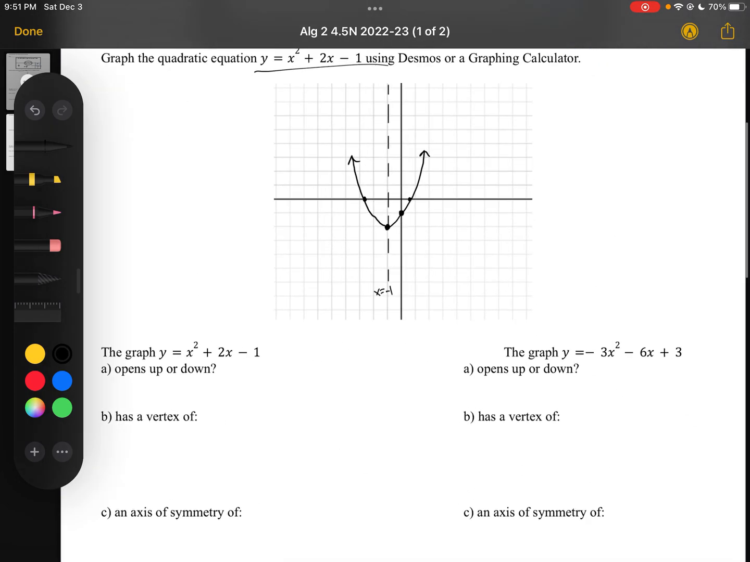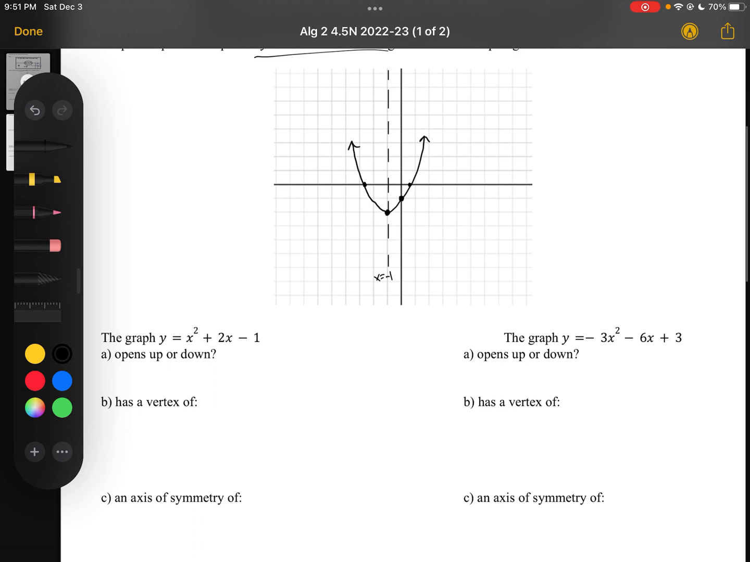So if we go down and we're starting to identify some of our points here, we can see x equals -1. Second, for our vertex, we also see the vertex has an x value of -1. And based off of the graph, we're able to see that it has a y value of -2.